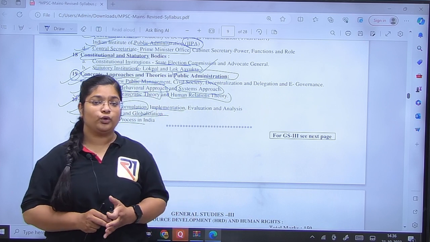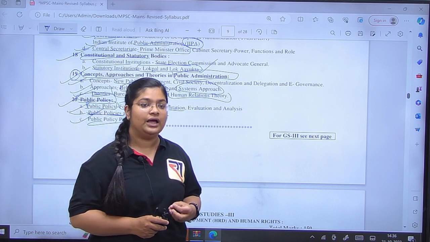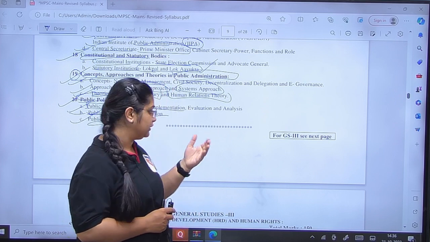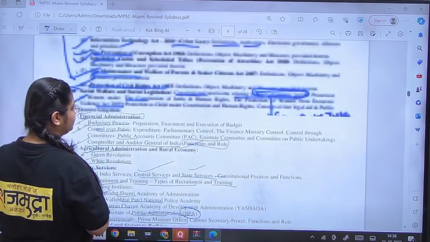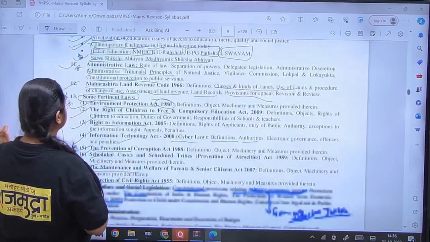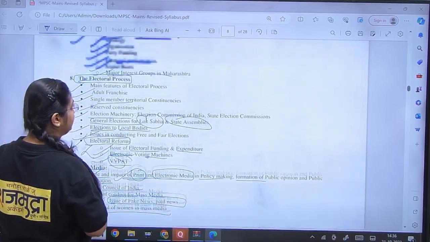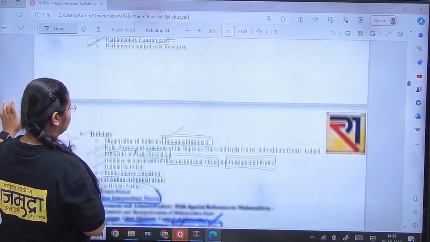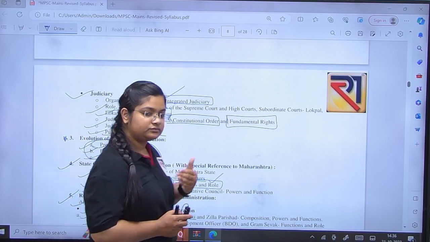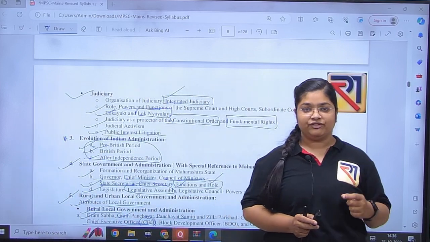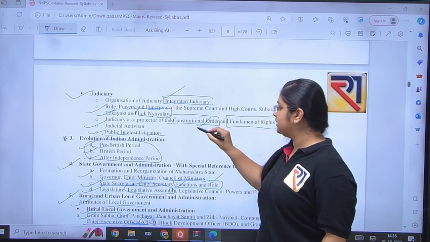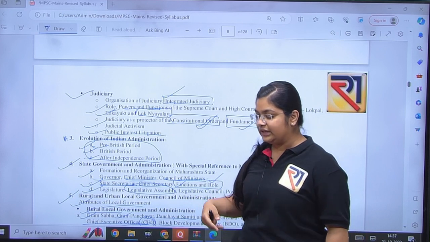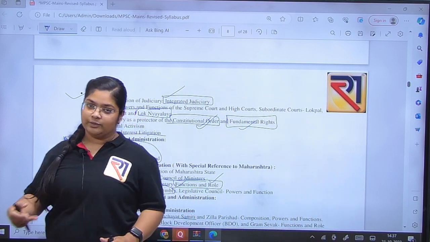So I hope you all have understood the syllabus and what type of questions are being asked. We are going to see this in the next lecture. So I hope you have completed reading your syllabus by yourself now, and from today onwards, we are going to see each and every detail of our syllabus. Then what is constitutional order, what are fundamental rights. So we are going to have a detailed explanation in upcoming lectures.